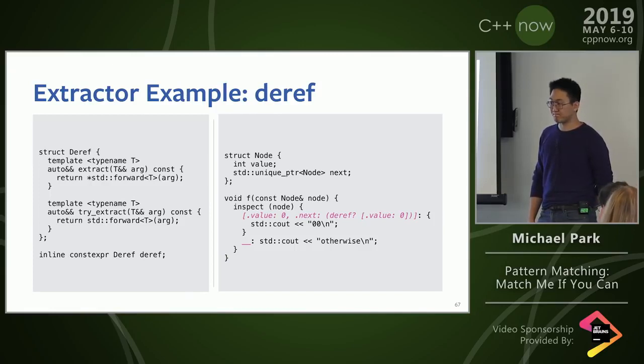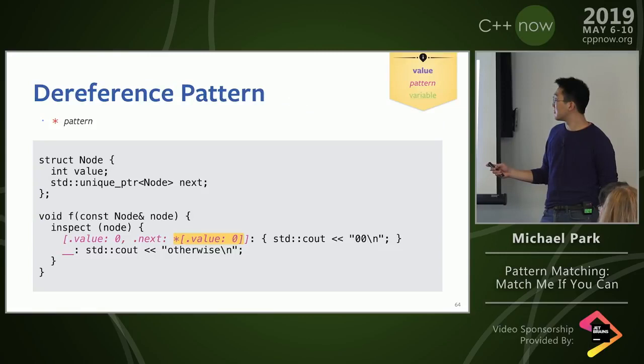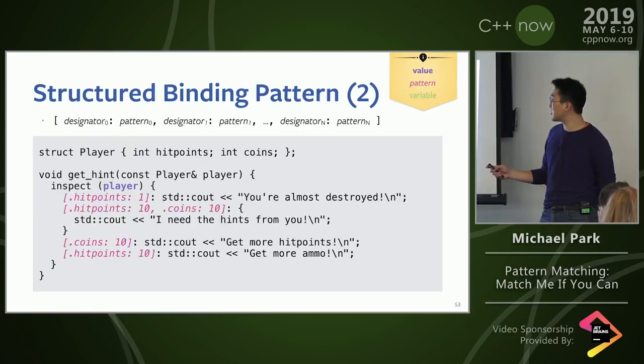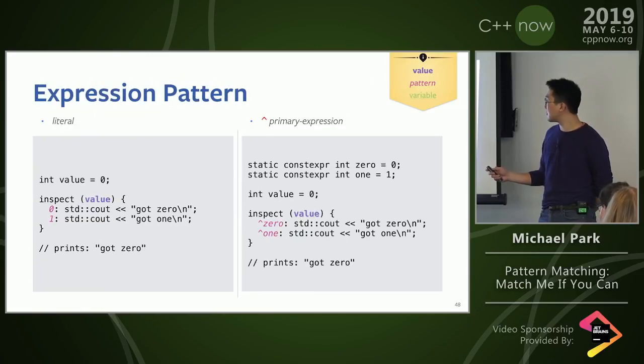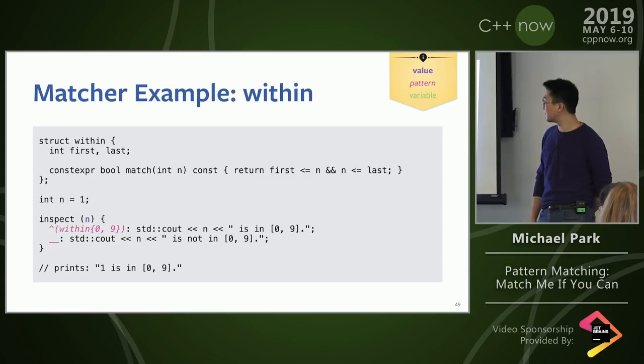The other one was matcher. So extractors I'm okay with, I just got confused. And then matcher was the within example. So for this one, this seems like where a guard makes sense.